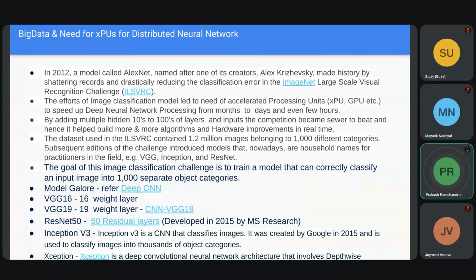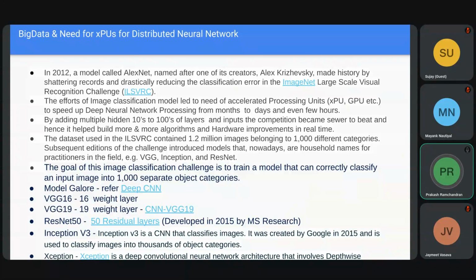So there are models galore, you can see. They are CNN or DNN. Most of them initially were CNNs, convolutional neural networks, with 16 layers, 19 layers. They are VGG, and then there was ResNet. Each one has a different philosophy, and we'll see the diagram on the next page. ResNet means residual net, or ResNet 50.